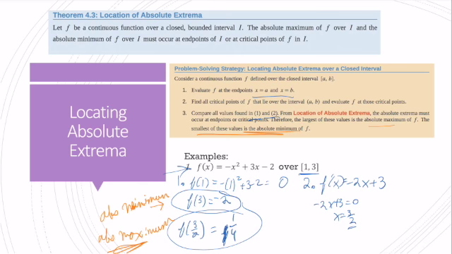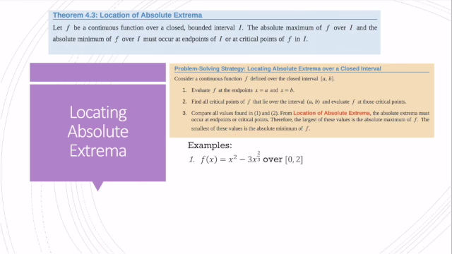Let's try another example. So I have f of x equals x squared minus 3x to the 2/3 over 0, 2. So I need to evaluate this at the 2 endpoints. This is step 1. If I take f of 0, that's going to give me 0. And if I have f of 2, that's going to give me 4 minus 3 times 2 to the 2/3. This is right about negative 0.762 if you plug that into your calculator.